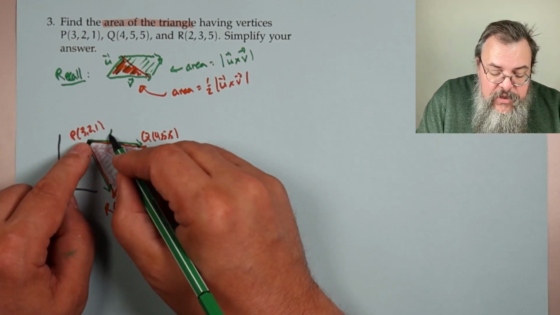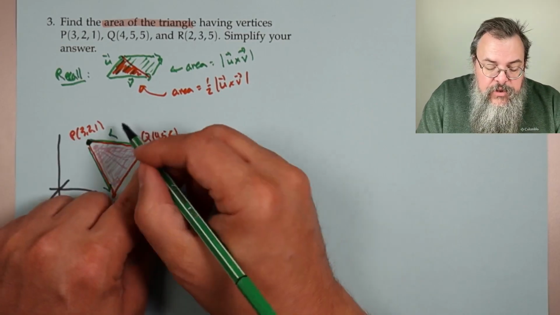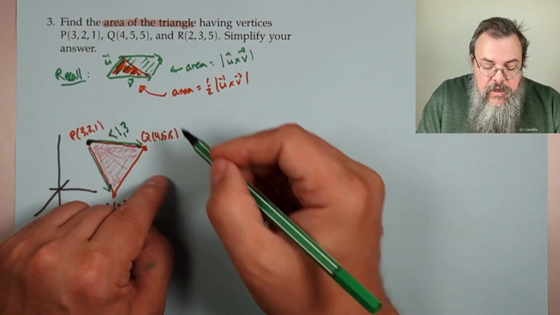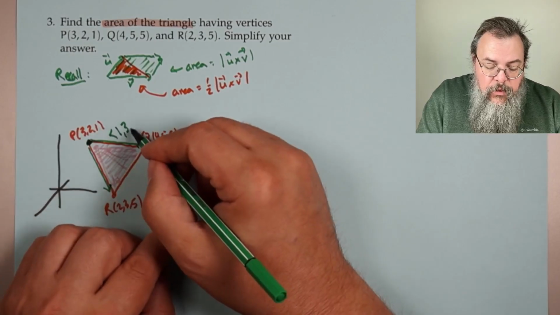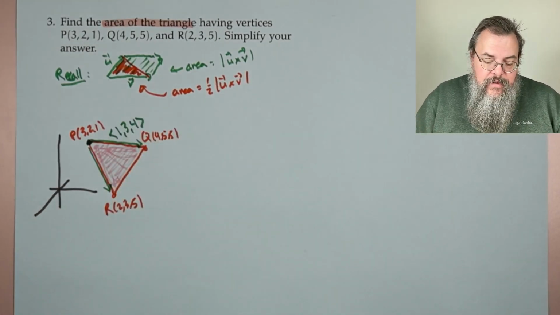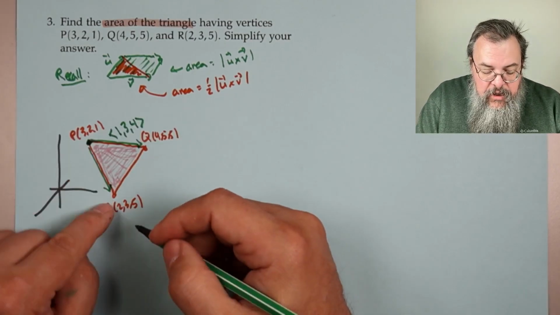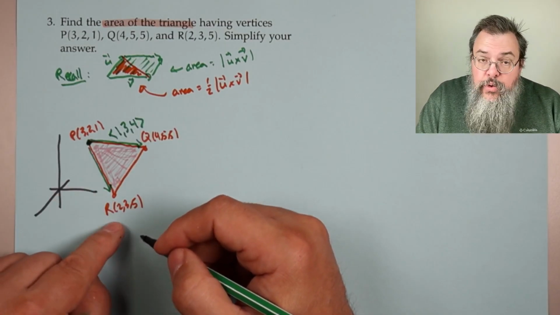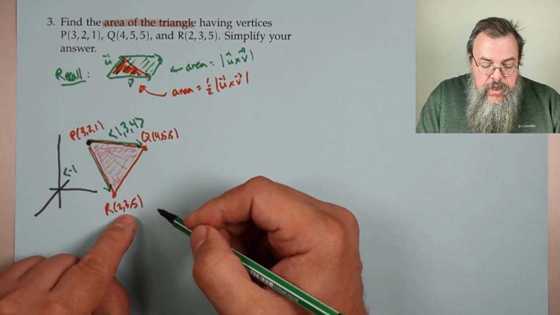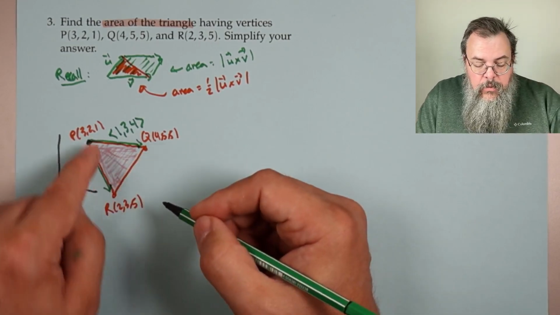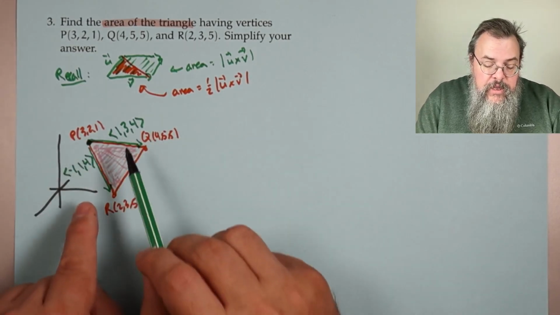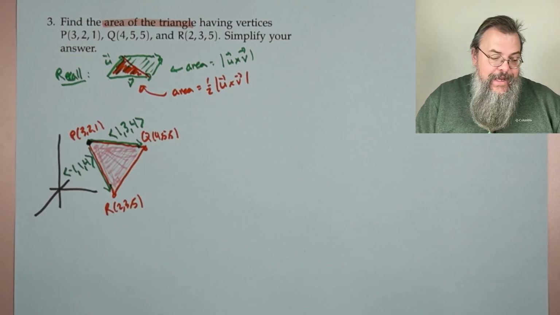You do it entry by entry. I went from 3 to 4, that was a change of 1. 2 to 5, that's a change of 3. 1 to 5 is a change of 4. And they don't always have to be positive. For example, here, P to R. I went 3 to 2, so that's down 1. 2 to 3, up 1. 1 to 5, up by 4. So these are my vectors U and V.